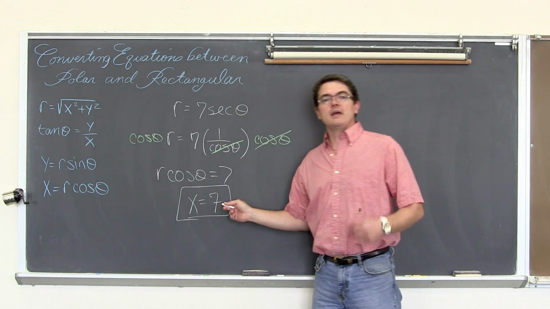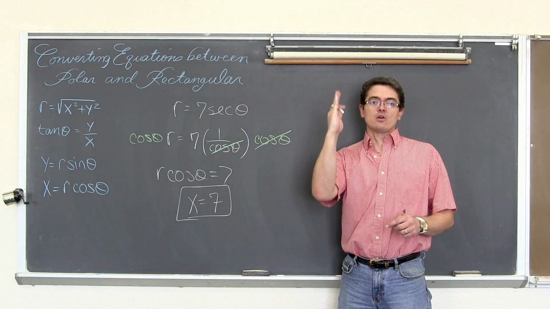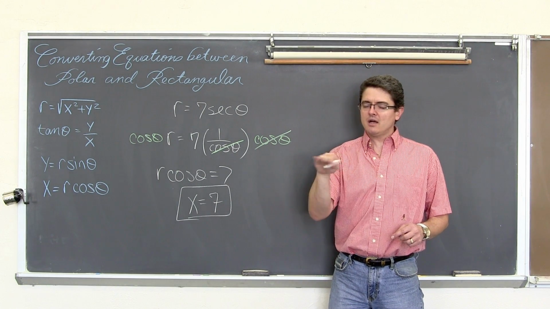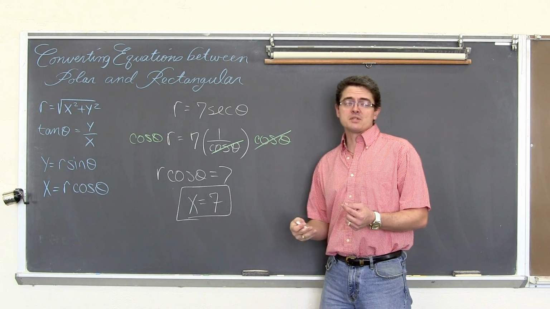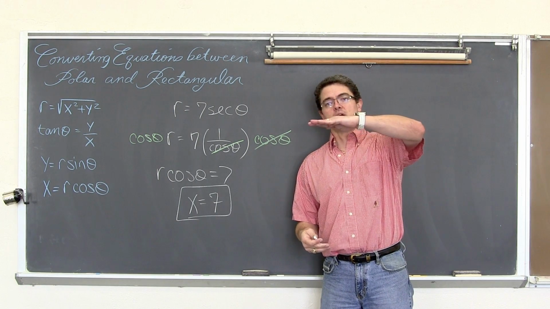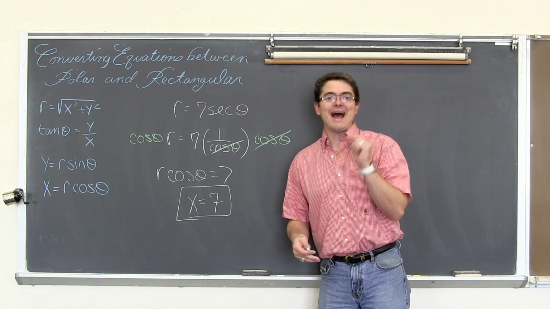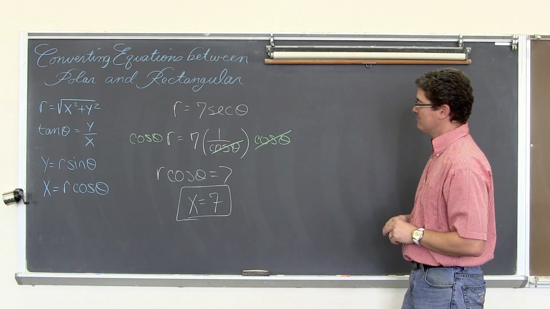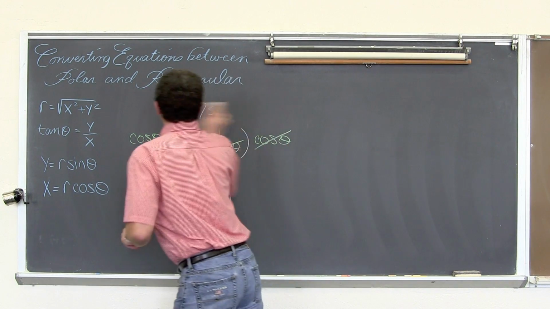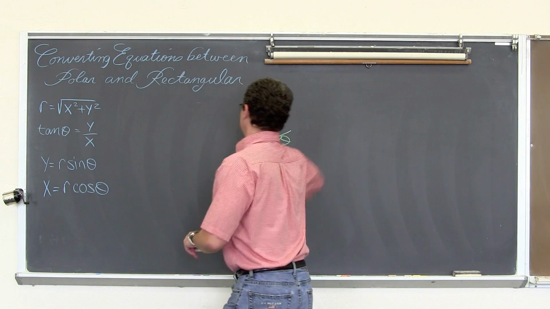Now, don't forget, x equals a number is going to be the equation of a vertical line, even though it's the horizontal axis. And y equals a number is a horizontal line, even though, of course, it is the vertical axis on the rectangular coordinate system. Alrighty then, moving on.